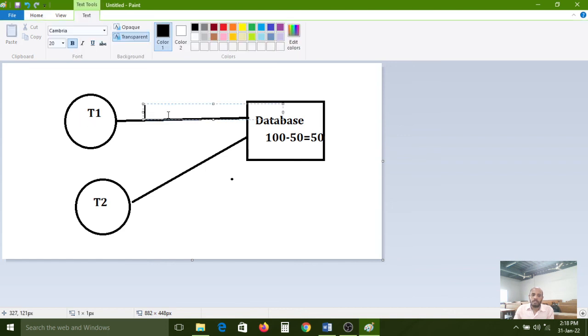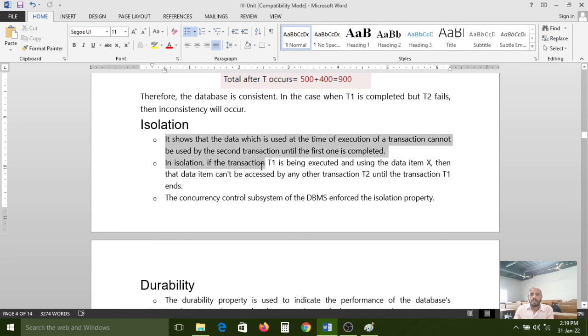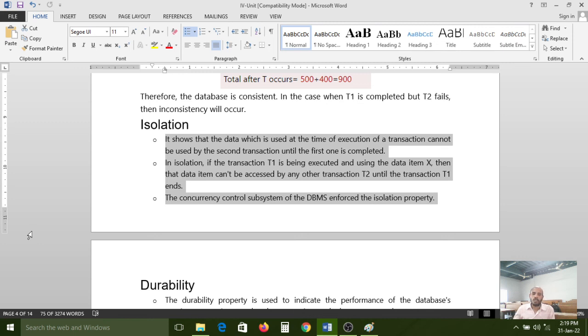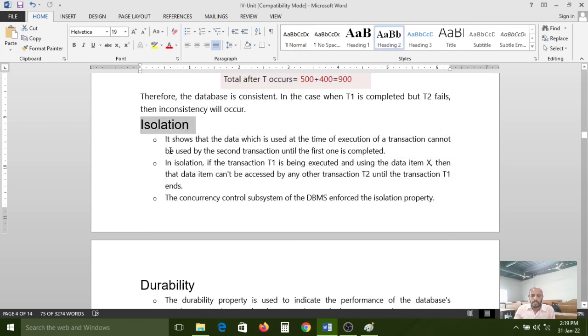If transaction 1 is executing and accessing the same data, then until T1 completes the transaction, T2 should be in a waiting state. So at a time, both transactions will not execute. So what is the isolation property's functionality? First, it will give the first priority to the first transaction. If the first transaction has completed, then automatically it will give permission to execute the second transaction. So the isolation property works like that.